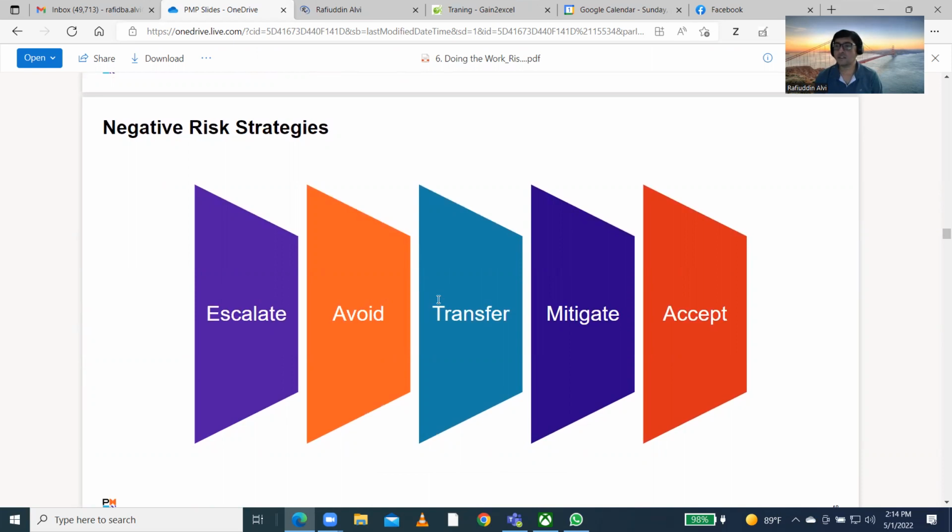Escalate means you will escalate to your manager or peers or someone who is above you. Sometimes you need to escalate also. That comes under negative. Avoid means you totally avoid it, for example if it occurs. Transfer means you are purchasing something, let's say insurance, that comes under transfer, or some bond. Mitigate means you are performing some action for that risk. If this occurs, this is the action plan I am going to do. Accept means you accept it as it is.